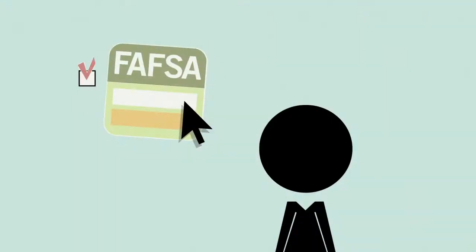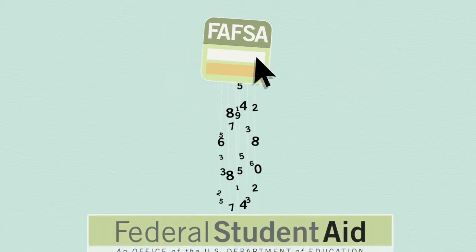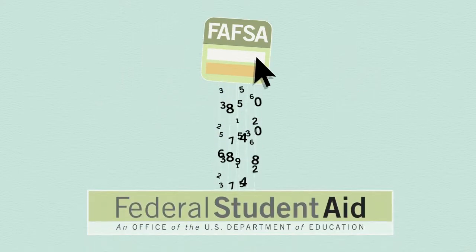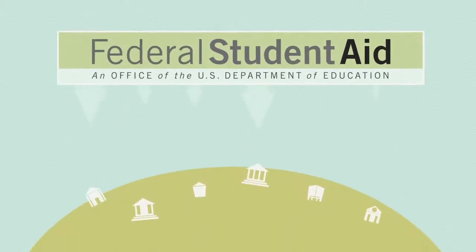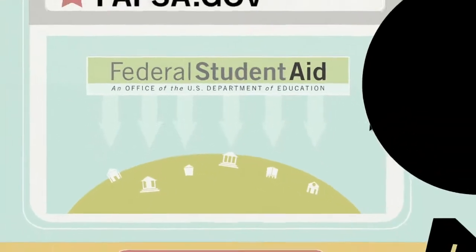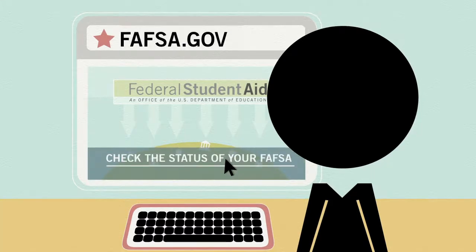So, you filled out the FAFSA. Now what? The information you submitted will be processed by the U.S. Department of Education's Office of Federal Student Aid, and the colleges or career schools you listed will be notified so they can begin their process of awarding aid. The great thing about filling out the FAFSA online is that you can check its processing status immediately. This comes in handy when you're thinking, I wonder if it went through.